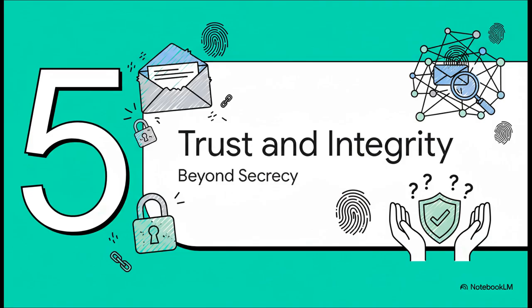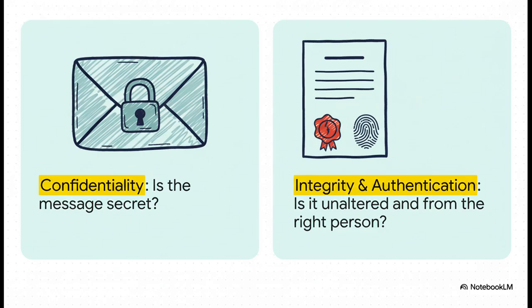Okay, so far we've been totally focused on keeping messages secret. But that's only half the battle. How do you know the message you just received hasn't been tampered with along the way? And maybe more importantly, how do you know it really came from the person you think it did? This opens up two other really crucial goals of cryptography: integrity and authentication. So, confidentiality, that's all about secrecy. Is it secret? Integrity is about making sure the message hasn't been changed. And authentication is all about proving the sender's identity.